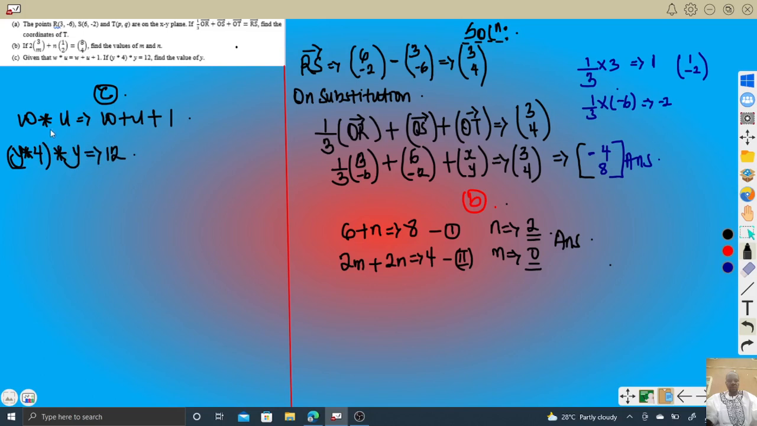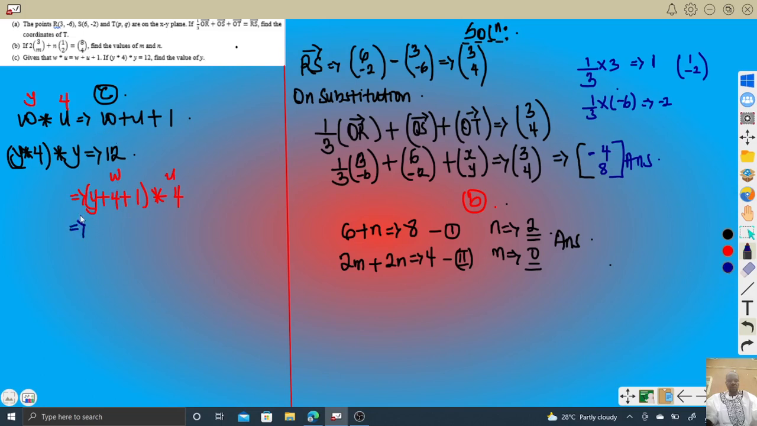So y asterisk 4? You can do it one by one. y asterisk 4 means this guy is y and this guy is 4. Just substitute into the expression. So that means you are going to have y plus 4 plus 1. So you are now making this answer an asterisk with 4 again. So this guy is now your W, and this guy is now your U. You substitute again into the operation.